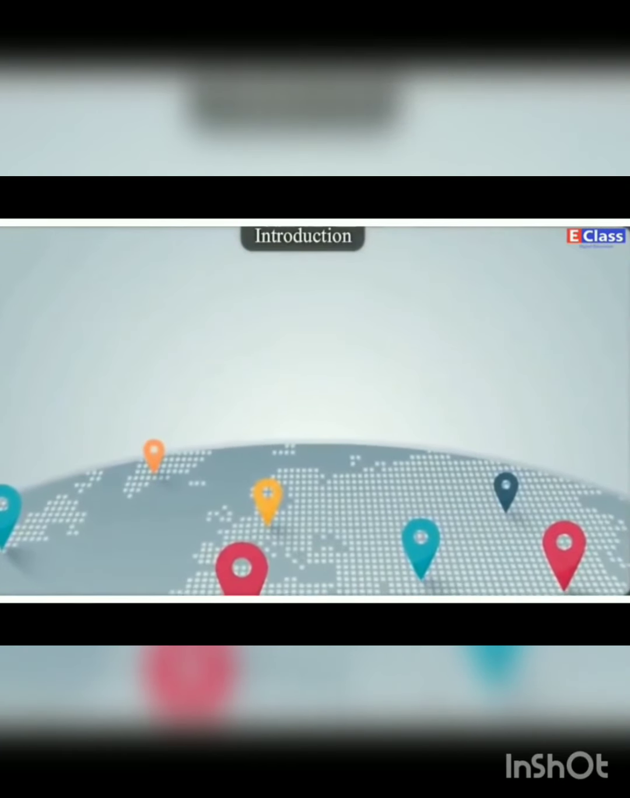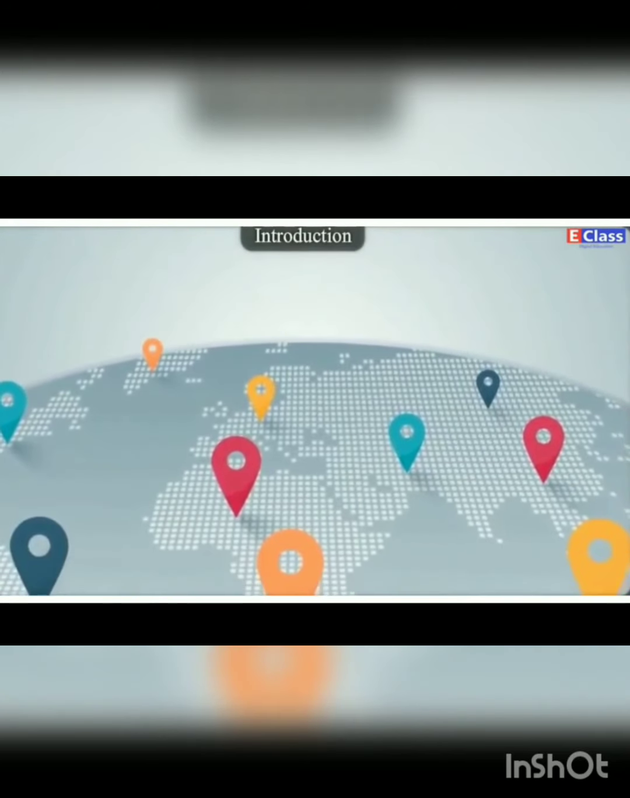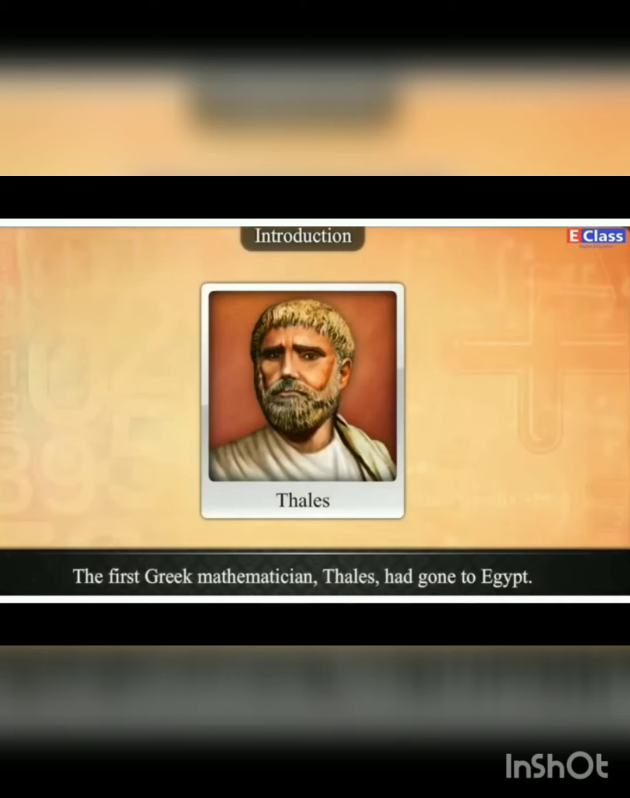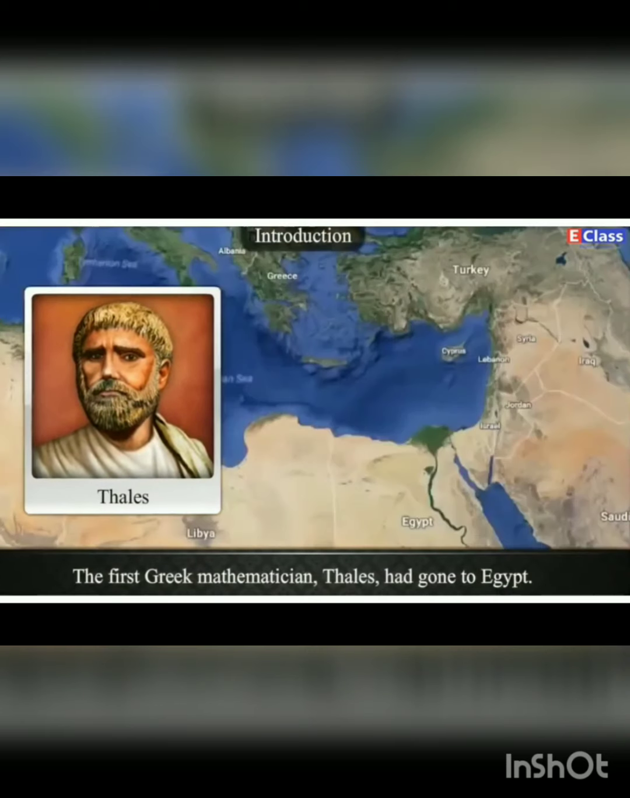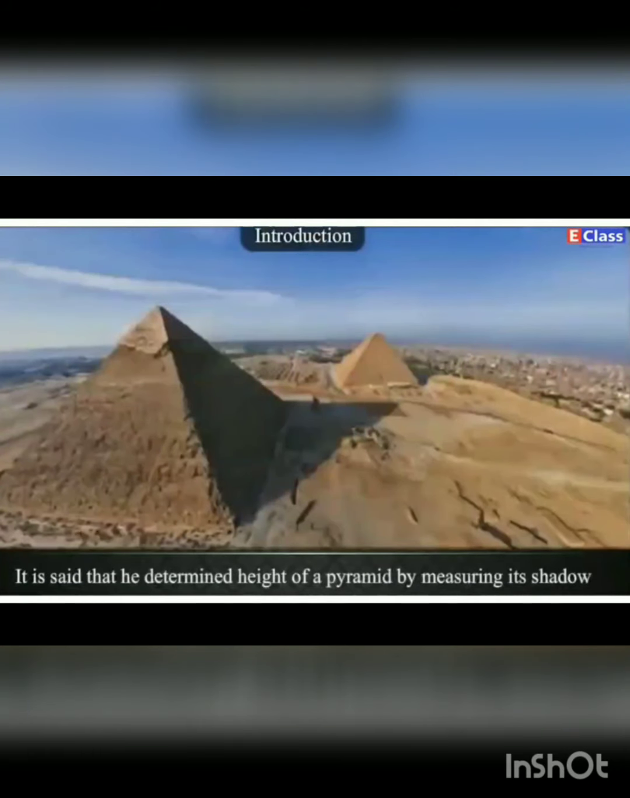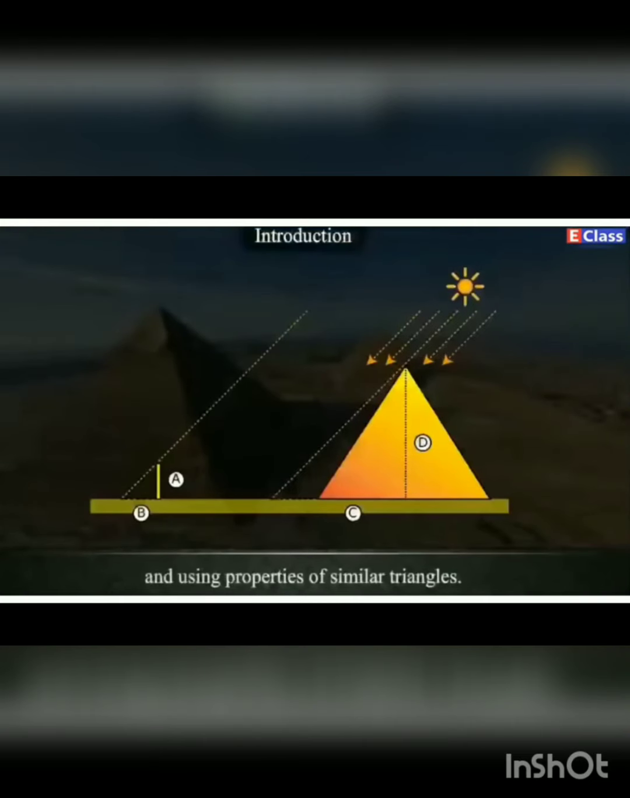Geometry was developed in many nations in different periods and for different constructions. The first Greek mathematician, Thales, had gone to Egypt. It is said that he determined the height of a pyramid by measuring its shadow and using properties of similar triangles.